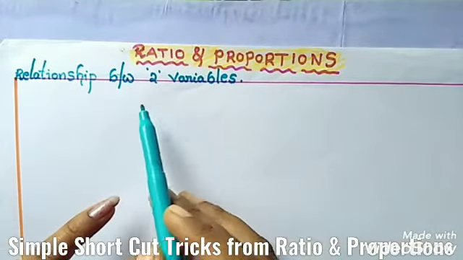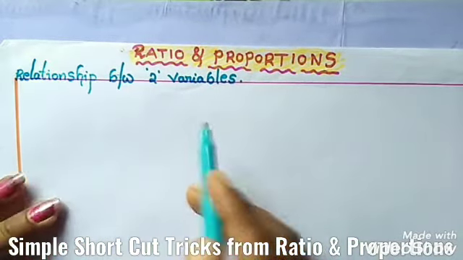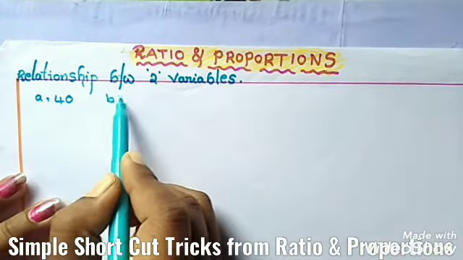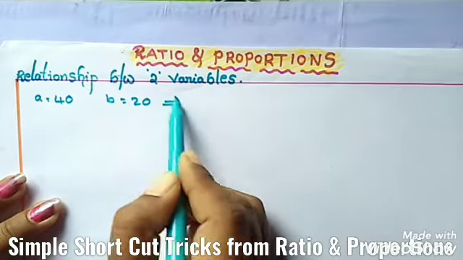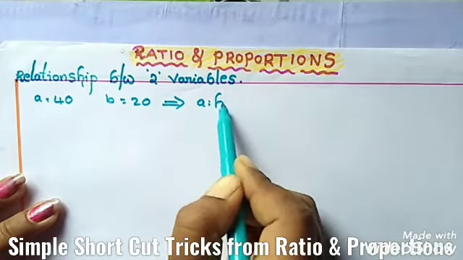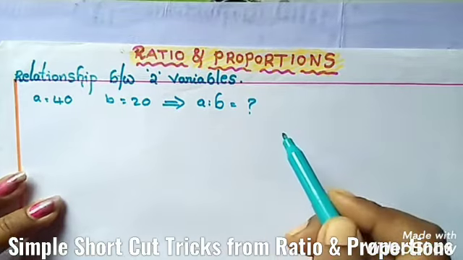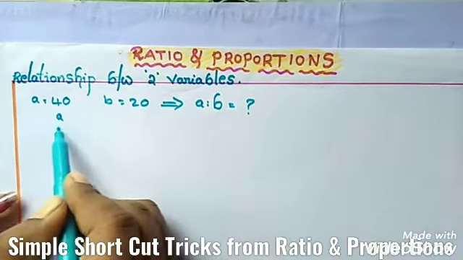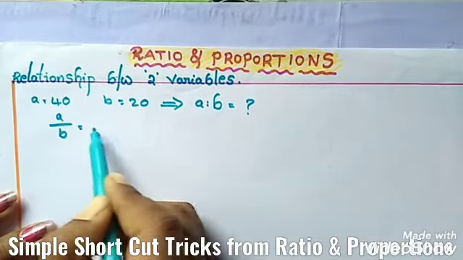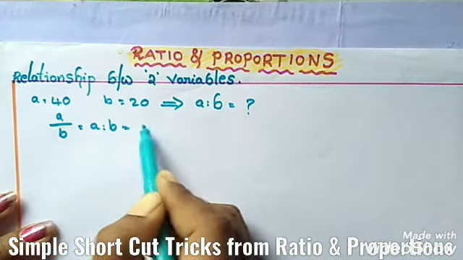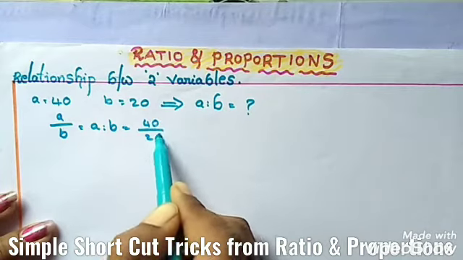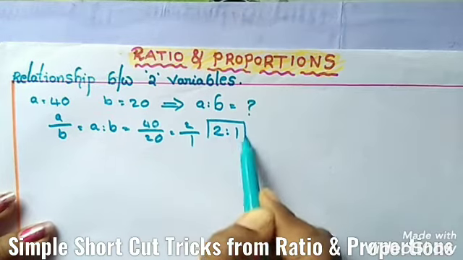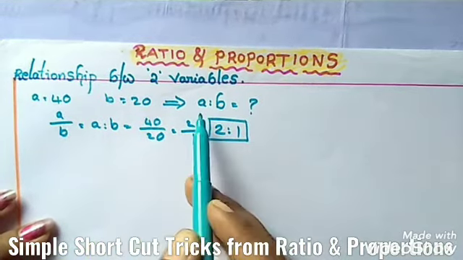Ratio means the relationship between two variables. For example, here I am taking the number a is equal to 40 and b is equal to 20. So, in this, what is the ratio between a and b? A is to b is equal to how much? In another way, in fraction also we can say this: a by b is the same as a is to b. That is equal to 40 by 20 is equal to 2 by 1, nothing but 2 is to 1. So this is the ratio of these two variables.